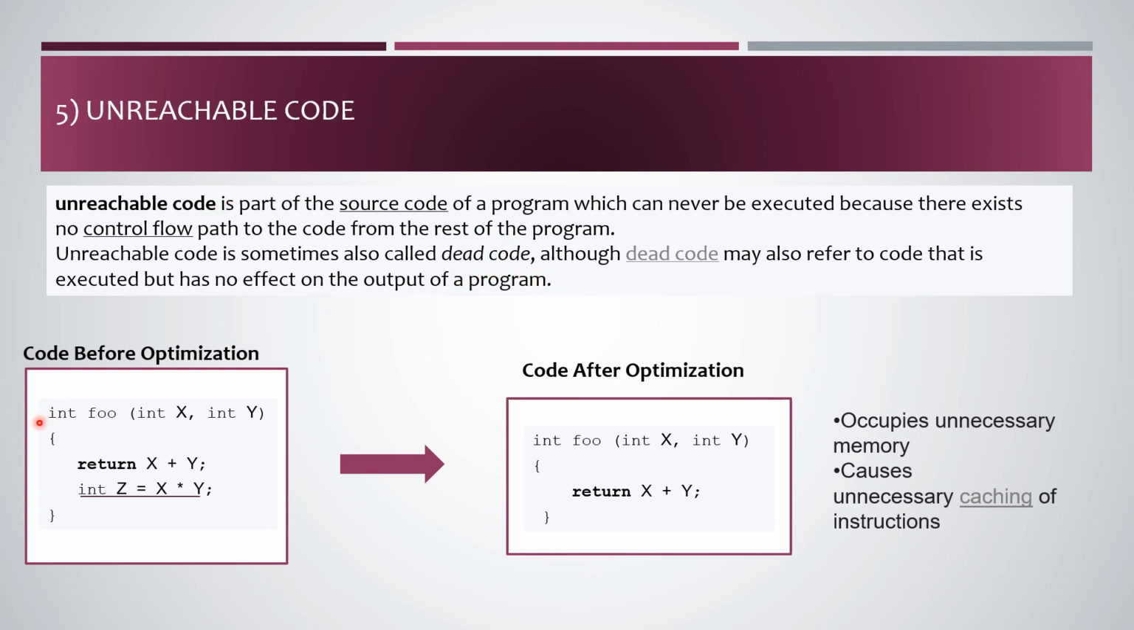Is there any difference between unreachable code and dead code? Yes. Dead code is a part of the source code that will be executed, but it will never be used in the program, or it has no effect on the output of the program. Whereas unreachable code will never be executed at all. So this unreachable code or dead code occupies unnecessary memory and causes unnecessary caching of instructions. So definitely such statements have to be eliminated.